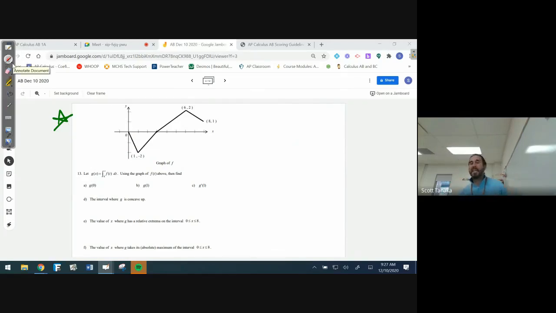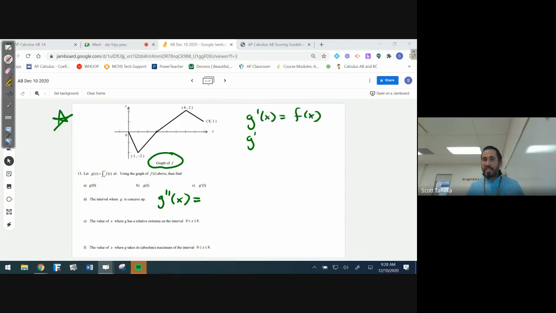What would next level be? Concavity. Concavity for G would mean the second derivative of G. But they don't give me anything about G except its relationship with F. So if I recall, G prime of X was equal to F of X. So G double prime of X would be equal to F prime of X. So the second derivative is really the slopes of F.